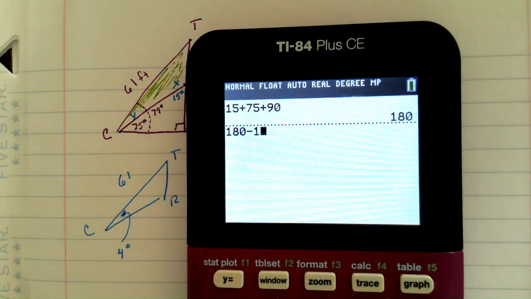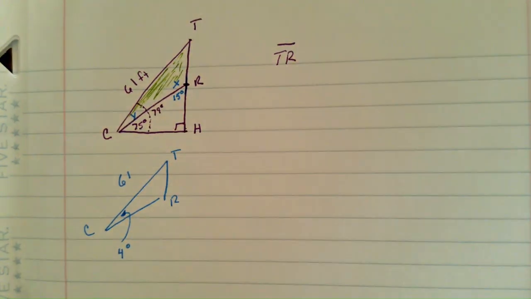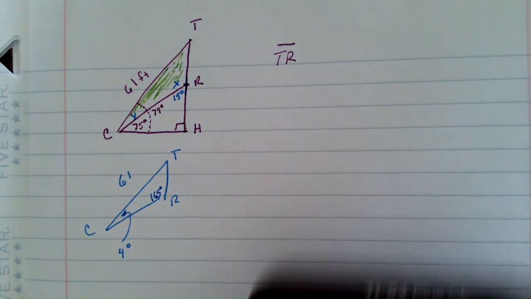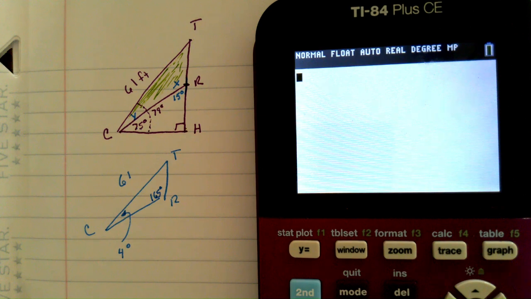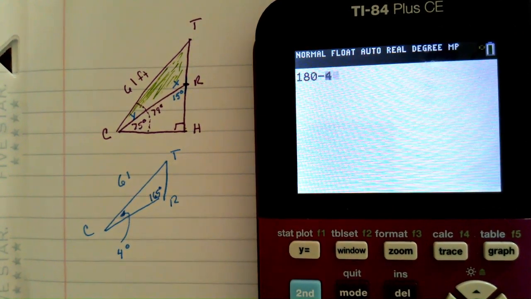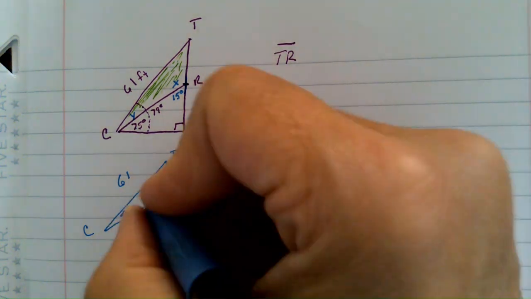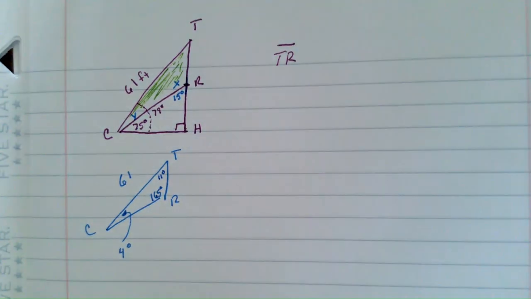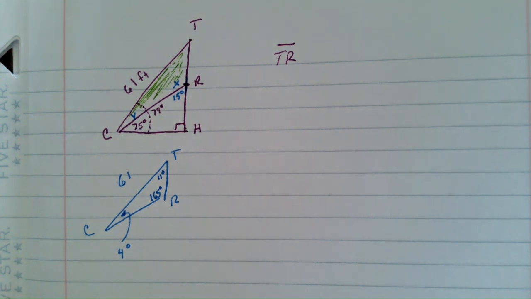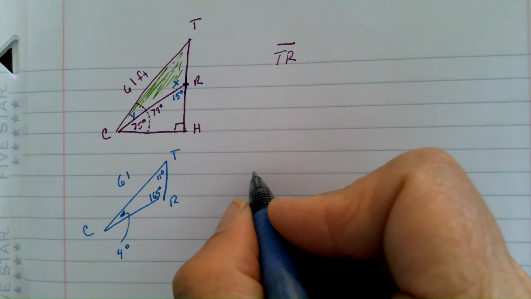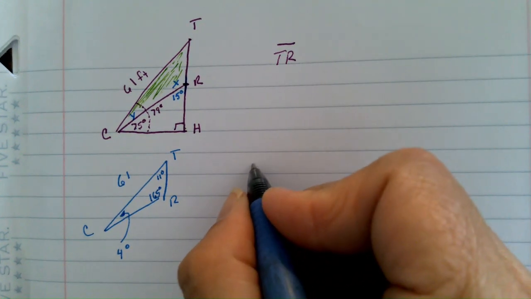be 180 minus 15, or 165 degrees. Leaving us with finding that missing angle of 11 degrees. So we know a lot of information about this particular triangle. And so that's why I said that green triangle that I had highlighted is really, really handy, because we know all the angles. It's not 90 degrees, it's not a right triangle, so I have to use law of sines.